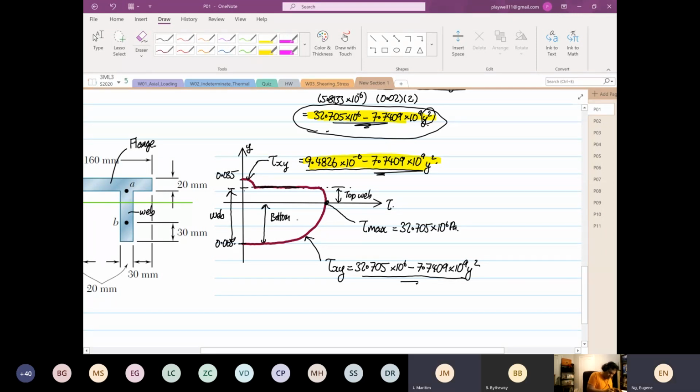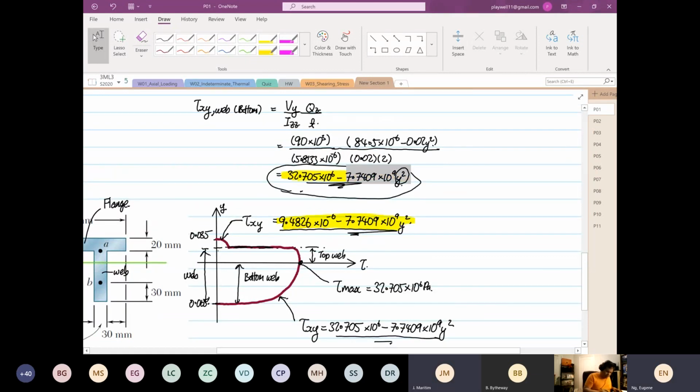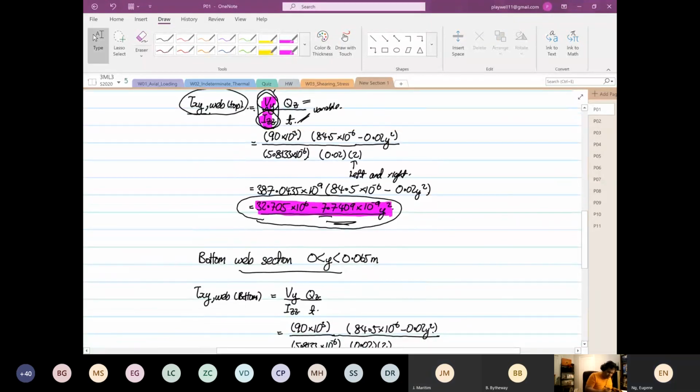The shear stress distribution equation, as you can see over here, for the bottom of the web, it's exactly the same as the what? As the top of the web. Okay. Is that clear? Can y'all see that? Yes or no? Yep.